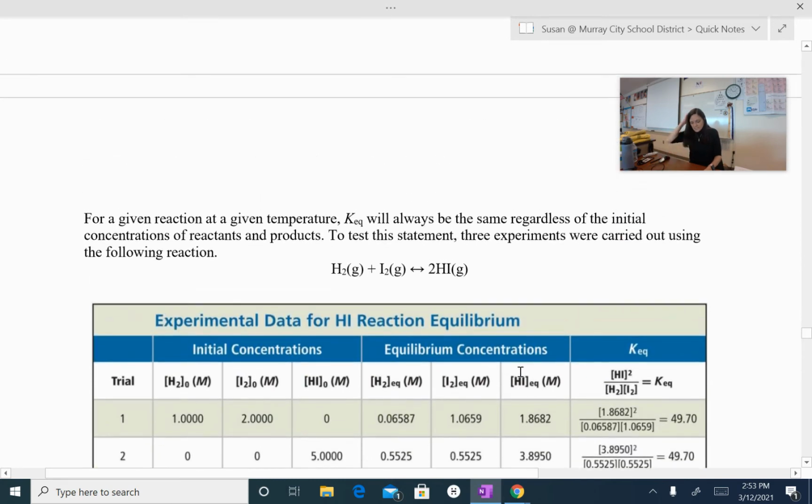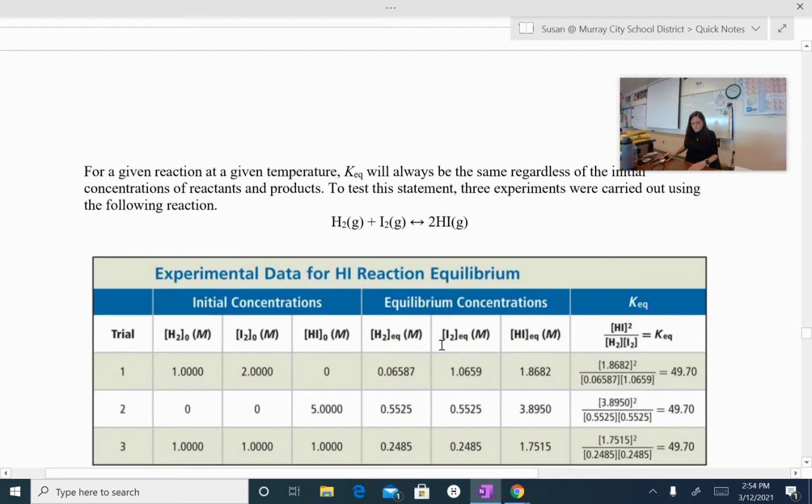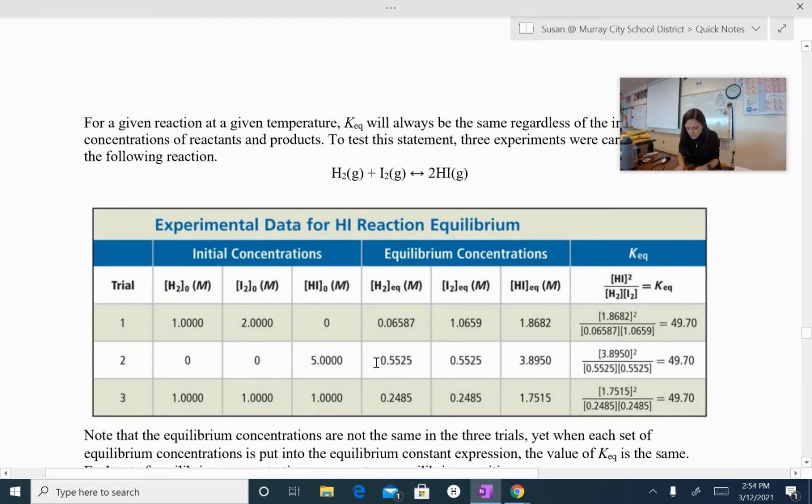For a given reaction at a given temperature, the equilibrium constant will always be the same, regardless of the initial concentrations of the reactants and the products. To test this statement, 3 experiments were carried out using the following reaction. So we have hydrogen plus iodine giving us 2 hydrogen iodides, equilibrium. So let's look at trial 1. We start out with just hydrogen and iodine. We start out with no hydrogen iodide. We let it get to equilibrium, we have our concentrations.